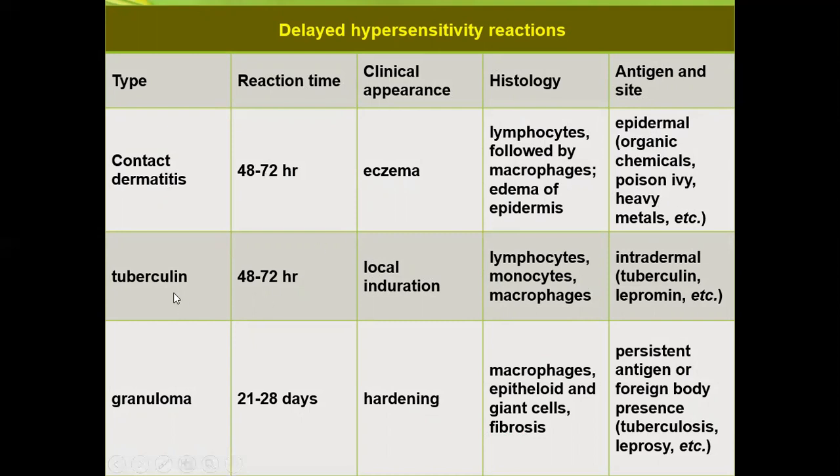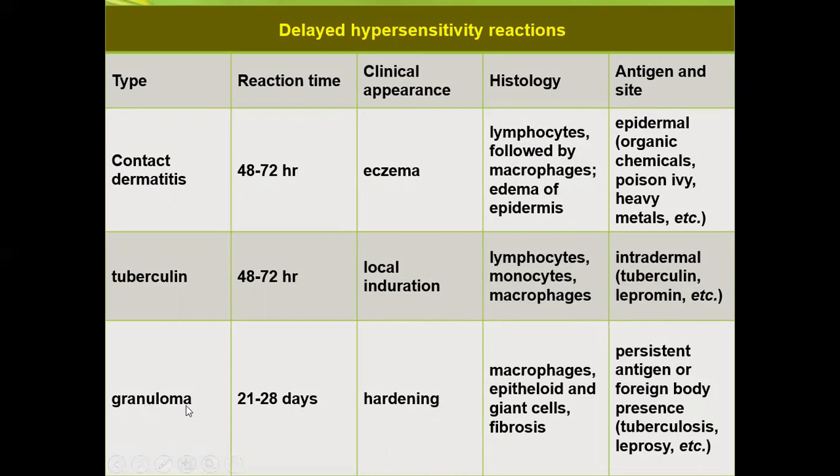And another example is tuberculin. Tuberculin is also a delayed hypersensitivity reaction, and it takes around 48 to 72 hours to develop the reaction, and it develops local induration, and this involves lymphocytes, monocytes, macrophages. This reaction is intradermal. Tuberculin and lepromin tests are examples.